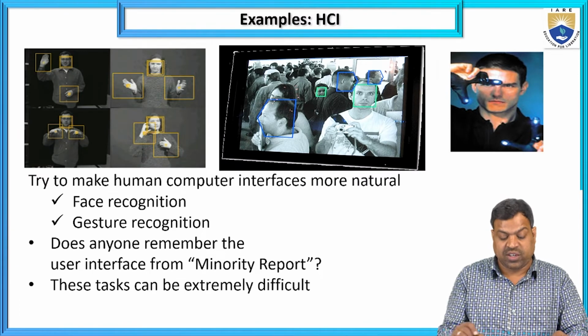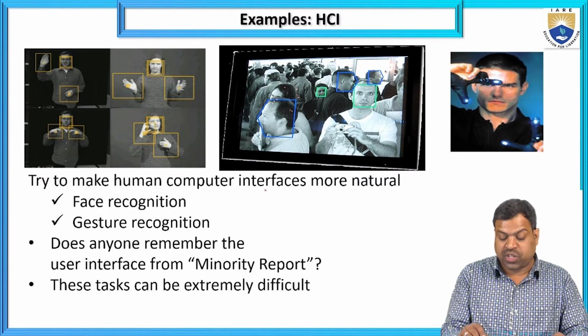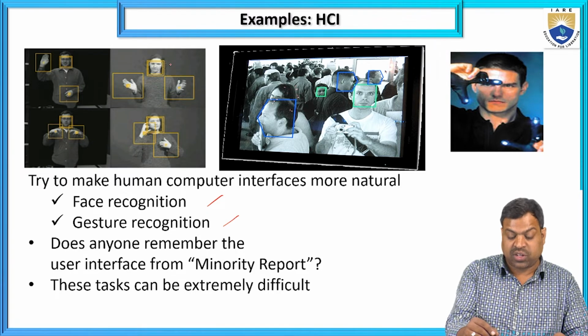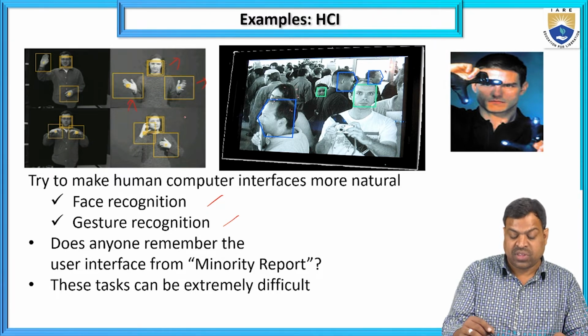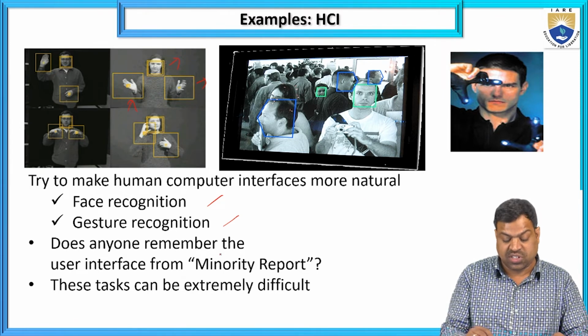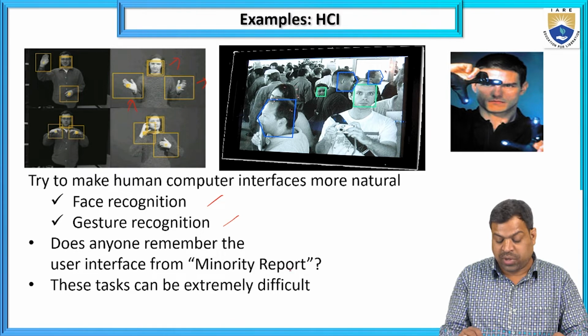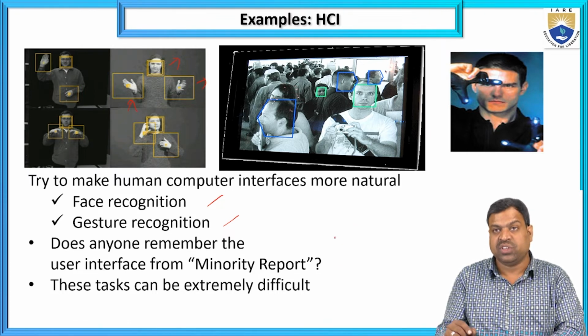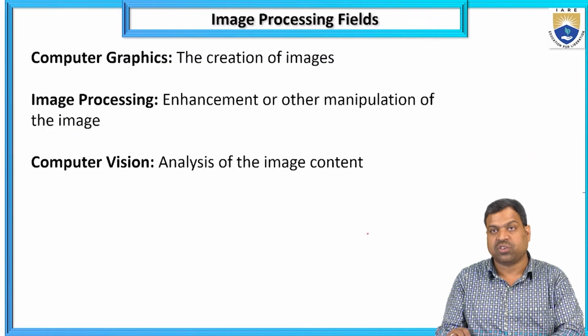And examples of HCI: try to make human-computer interfaces more natural. Face recognition, gesture recognition. Suppose in this picture I am recognizing the face. I am recognizing faces with gestures. And here I am recognizing a face with hands. Here only face recognition, with expressions. So face recognition, gesture recognition. Does anyone remember the user interface from Minority Report? These tasks can be extremely difficult, but with the help of digital image processing we are performing all of these things.